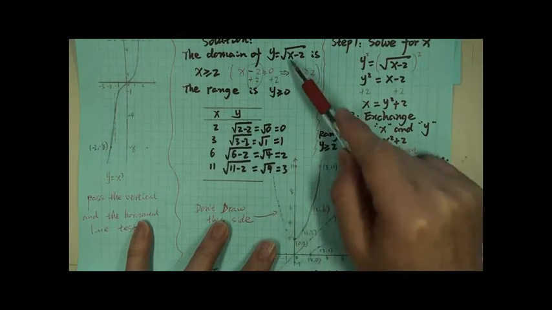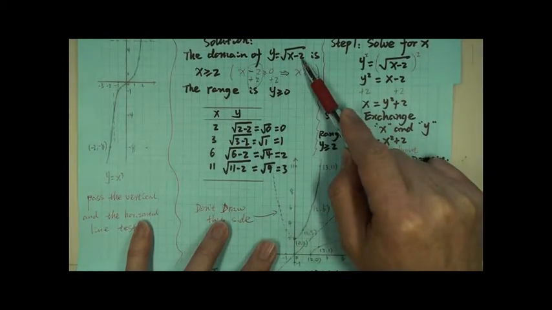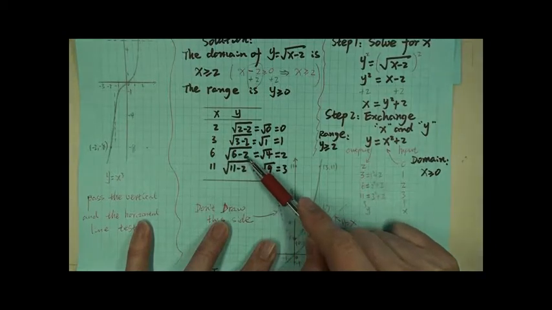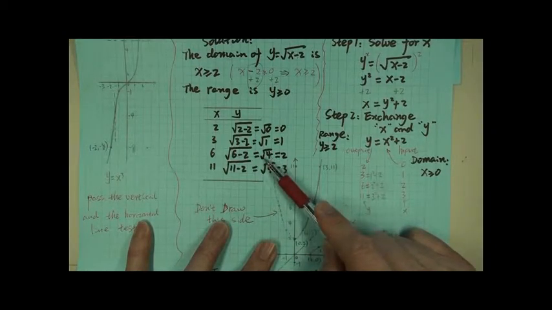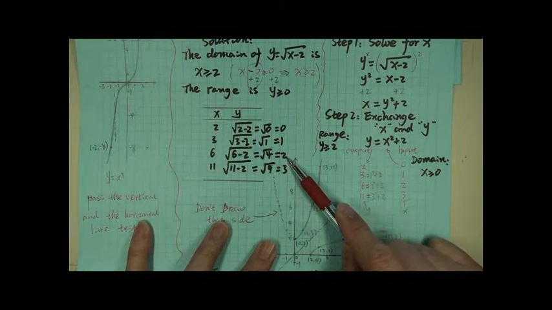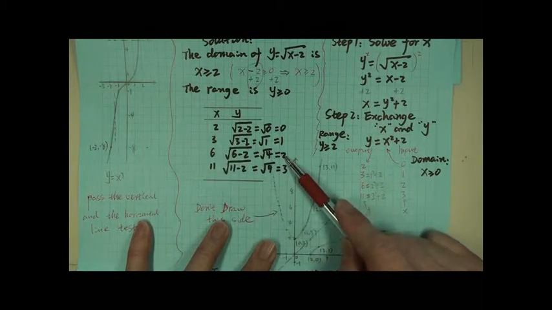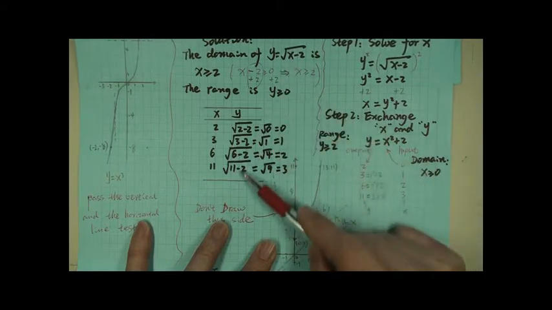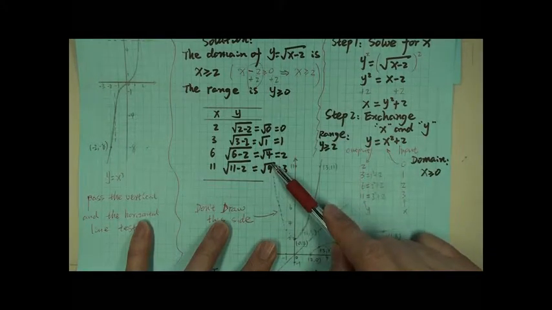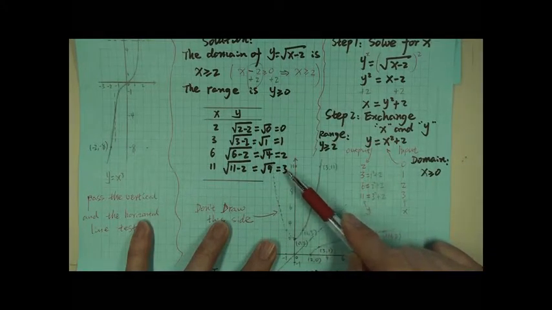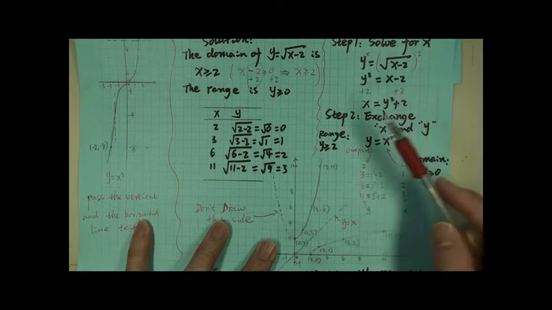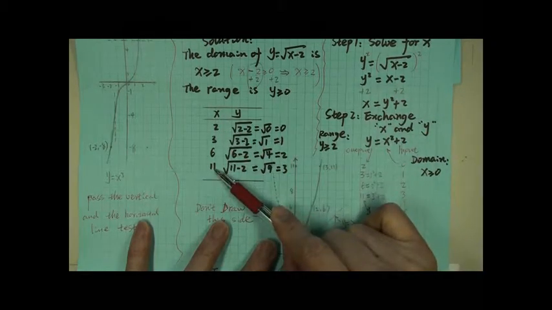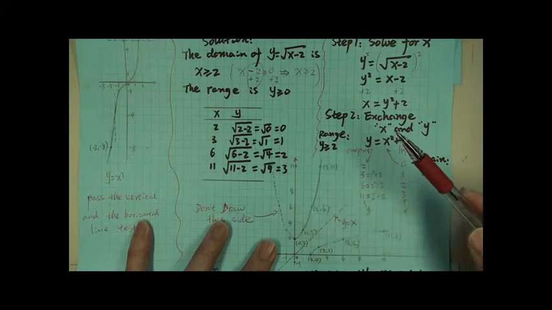X, choose 6. You input here. 6 minus 2 is 4. Take the radical sign, you have a 2. So 6, you get 2. Put 11 here. 11 minus 2 is 9. Take the radical, then you have a 3. Okay, so x is 11, y is 3.